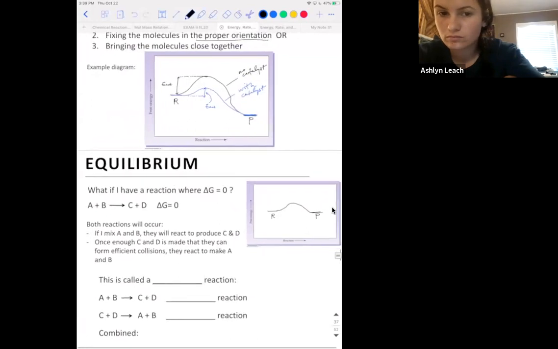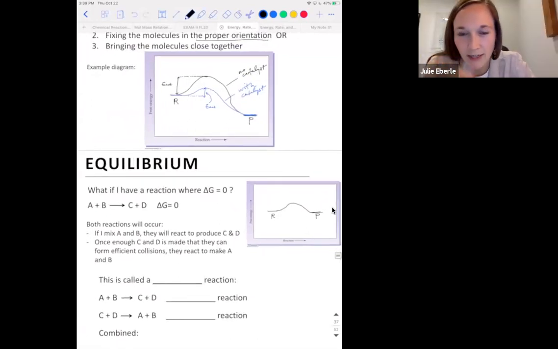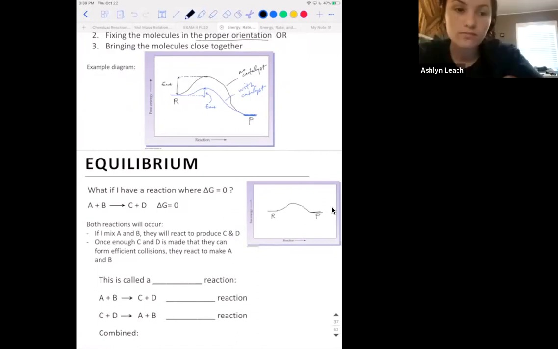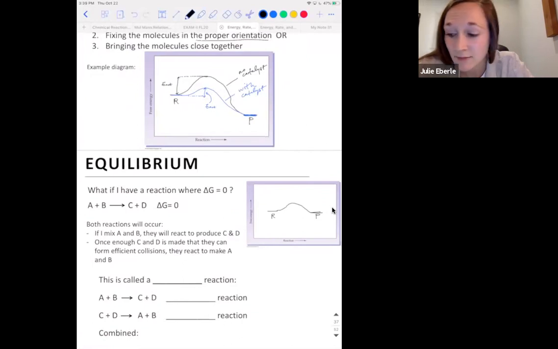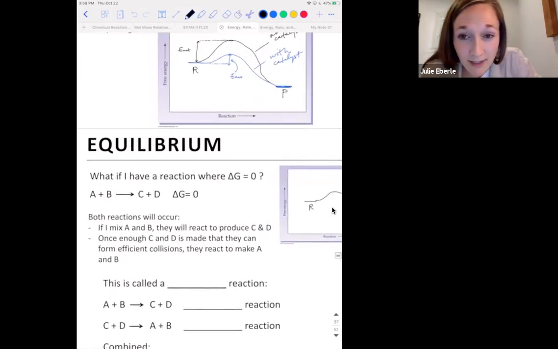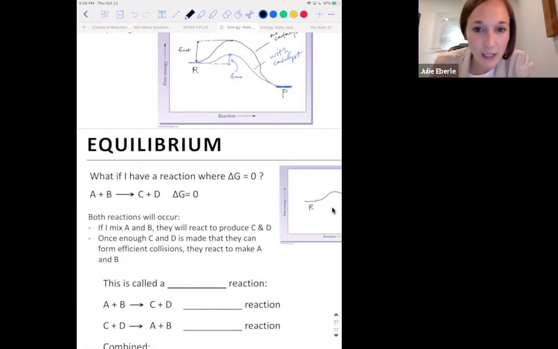Let's say you have A and B as your reactants and you're making C and D as your products. If delta G is 0, can you say that it's favorable to make your products from an energy standpoint? It's not any more favorable than the reverse of that. What do I mean by that? A and B will collide and make C and D. Reactions are going to happen because molecules are always moving. So A and B will collide and give you your products.